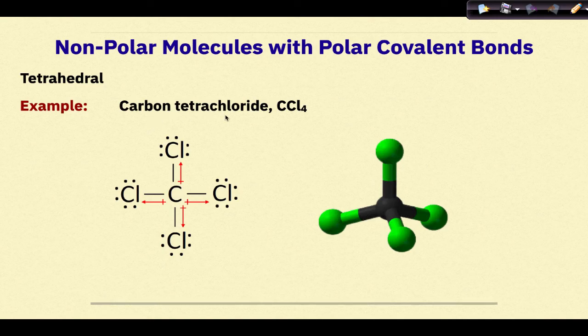Tetrahedral, carbon tetrachloride, CCl4. We can see here again that the terminal atoms are all chlorine, so there's equal pull in all directions as the polarity arrows point from the less electronegative carbon to the more electronegative chlorine. The arrows cancel each other out, showing no net dipole. Therefore, this is considered a nonpolar molecule.